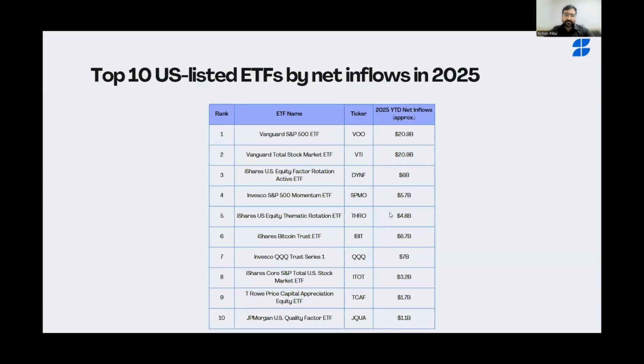Then you have other ETFs such as the total stock market ETF. Then you have ETFs such as thematic rotation. You have Bitcoin over there, as we have seen a lot of inflows into Bitcoin. Then you have another popular one called the Invesco QQQ Trust Series 1 that's more focused towards tech. And you see a lot of other types of ETFs as well, as you can see on the screen.